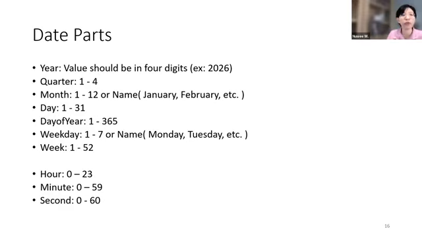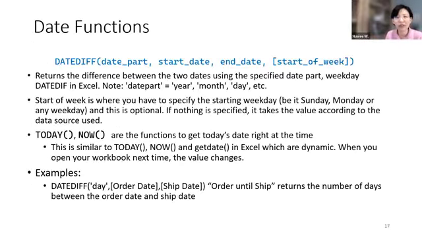Week will be 52 weeks in 1 year, right? Hour, this is 0 to 23. Minute, 0 to 59. And second, 0 to 59. Now, date functions. First, we have used this one before last time, date diff, right? Date diff returns the difference between two dates using date part. Actually, this date part you specify in date diff to specify the component, the level of the detail of the difference between these two dates.